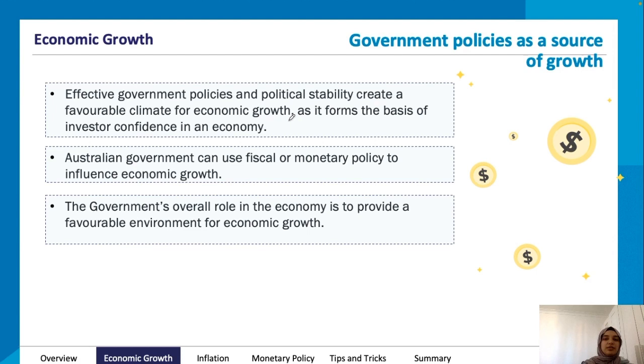Government policies as a source of economic growth for Australia. Effective government policies and political stability can create a favourable climate for economic growth, because investors will feel confident in the economy. They think, you know what, Australia's doing well, they have great policies, they're politically stable, so I feel safe investing my money in Australia and I feel like I will get a return. The Australian government can use fiscal or monetary policy to influence economic growth. The government's overall role in the economy is to provide a favourable environment for economic growth, right? That is their role. They want to see the economy grow.